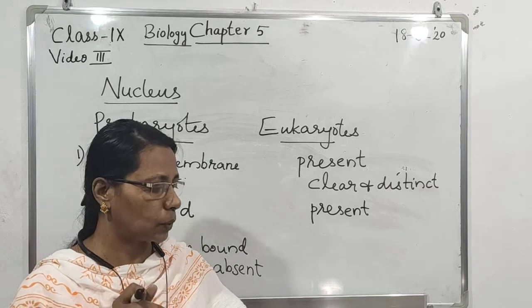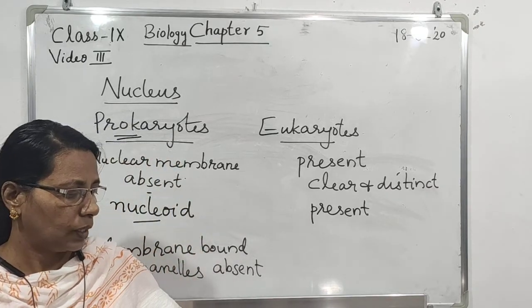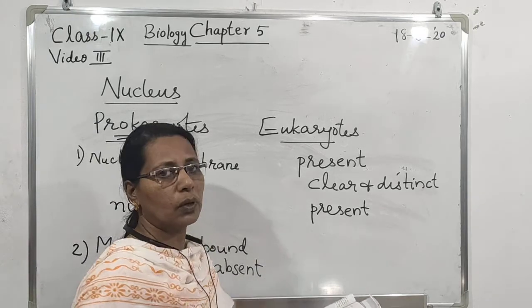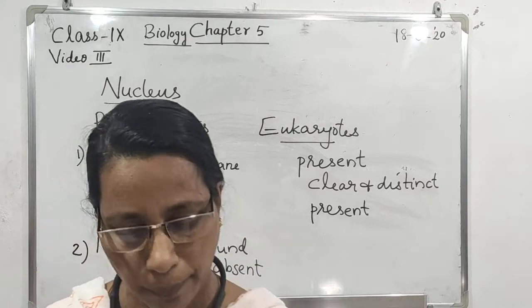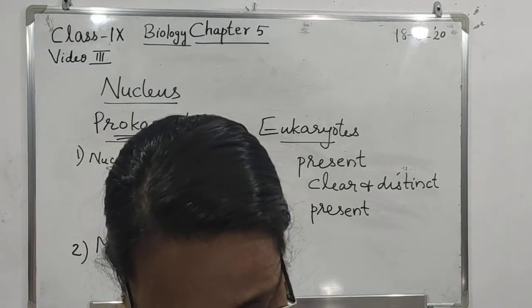Chromosome: single in prokaryotes, and in eukaryotes more than one chromosome. Membrane bound organelles are absent in prokaryotes, and in eukaryotes membrane bound organelles are present. Next we go to cytoplasm.